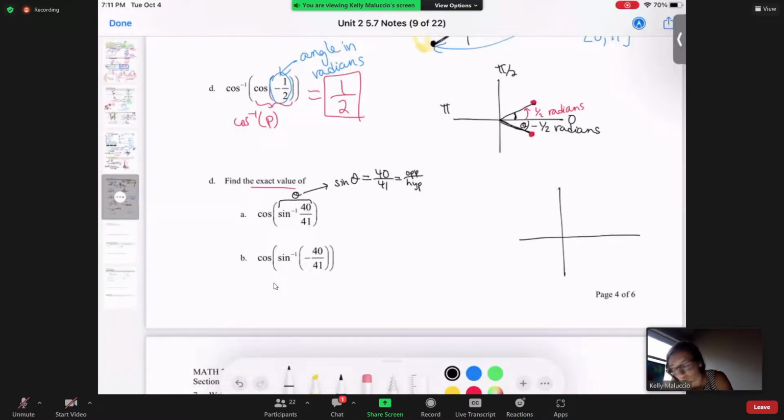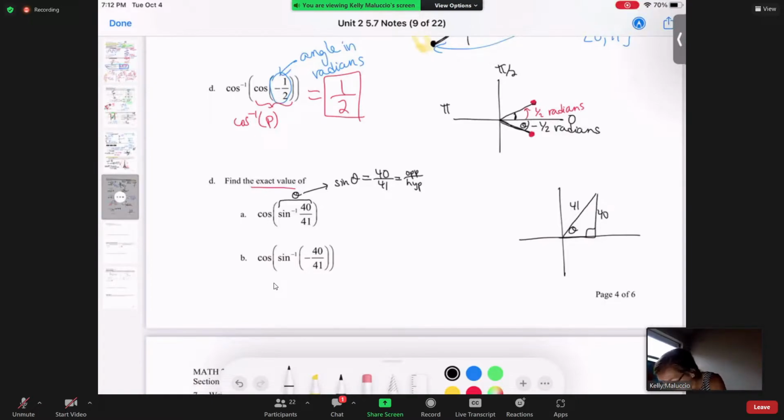So if I'm going to draw my right triangle somewhere in here, I'll just guess that it's up this way somewhere. So suppose this is theta. My opposite side is 40. My hypotenuse is 41. I can just solve for that third side and figure out part A. So this is for part A.